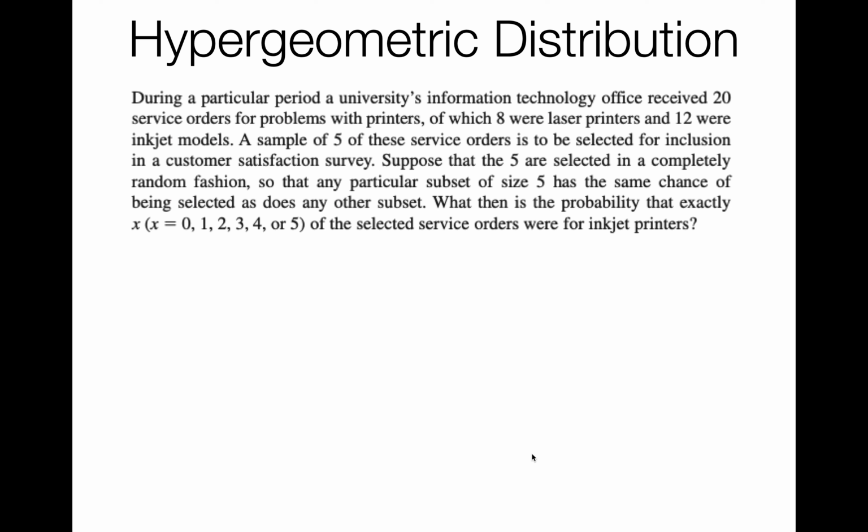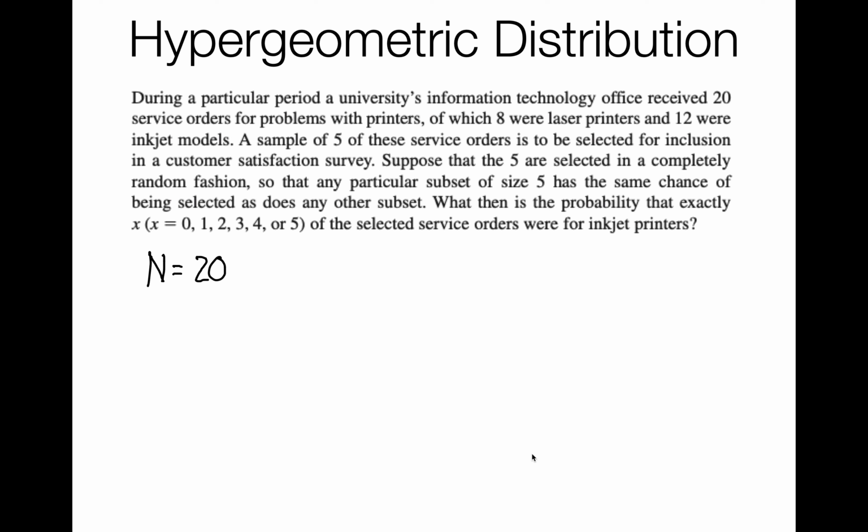During a particular period in the university's information technology office, they received 20 service orders for problems with printers, of which 8 were laser printers, 12 were inkjet printers. Okay. So as we go, let's write down the important parts here. In the population, there were 20 service orders for printers. Capital N is 20. All right. 8 were laser, 12 inkjet.